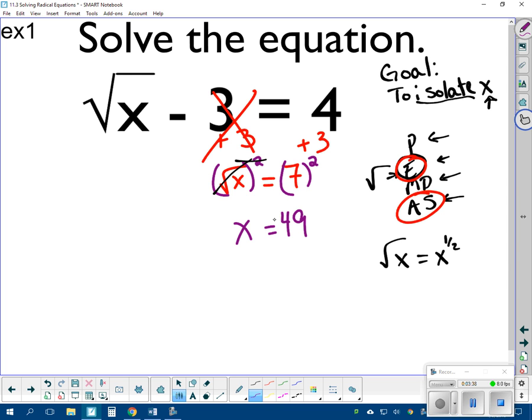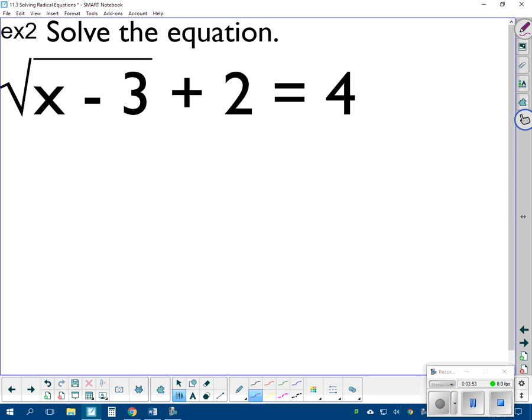Okay, that would be your answer, but of course it's an equation. You should always check solutions on equations. So what is the square root of 49? It's 7. 7 minus 3 is 4, so that answer checks out. We are good to go. Example number 2. Again, please make sure you write down the example.